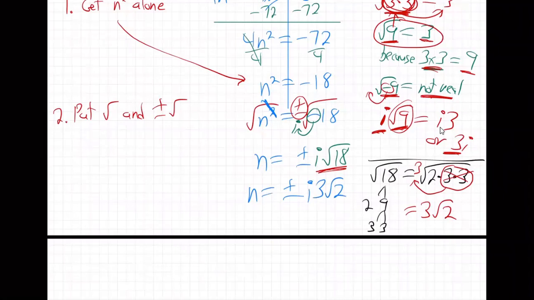So there's our two answers. So the two answers are really positive 3i. You can put the i in the front or in the middle, doesn't matter. And negative 3i root 2.